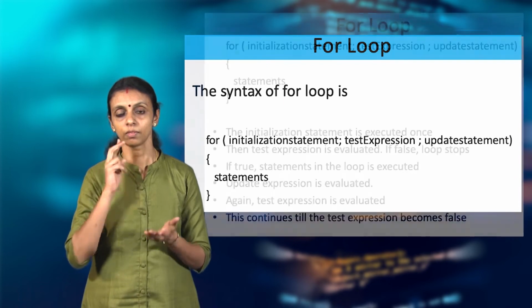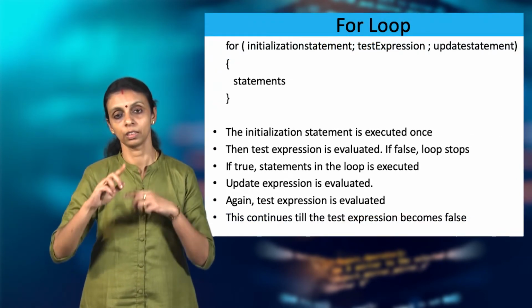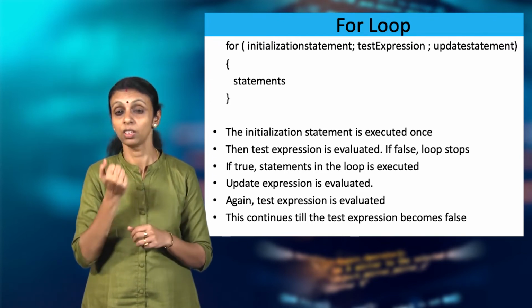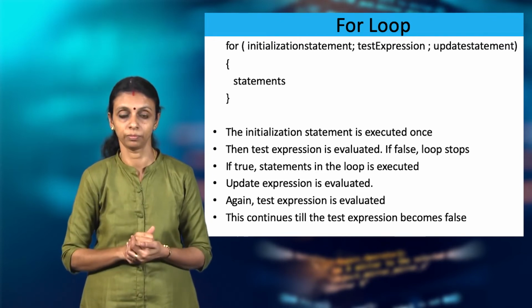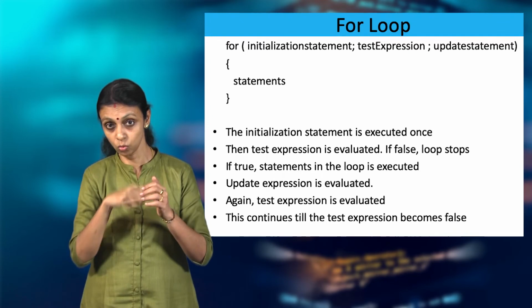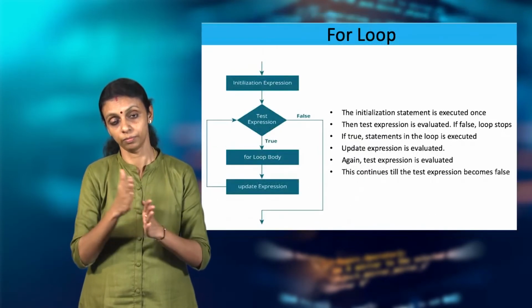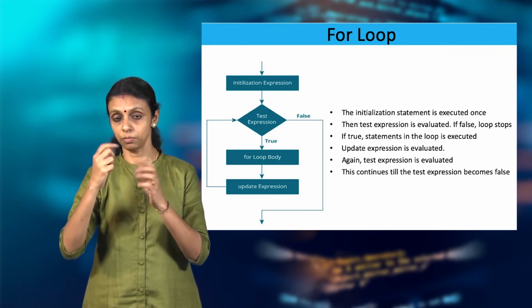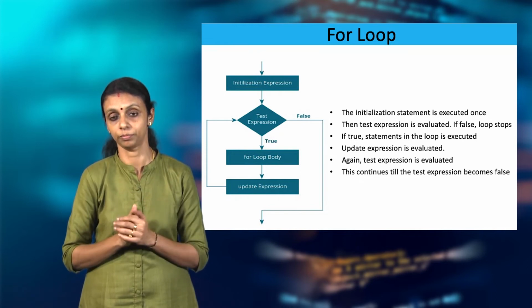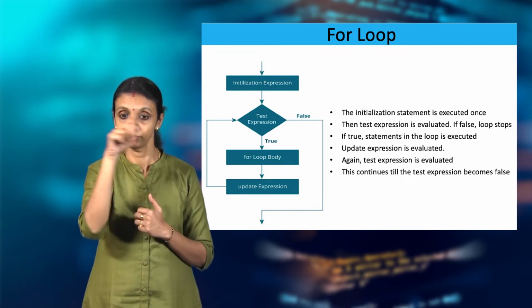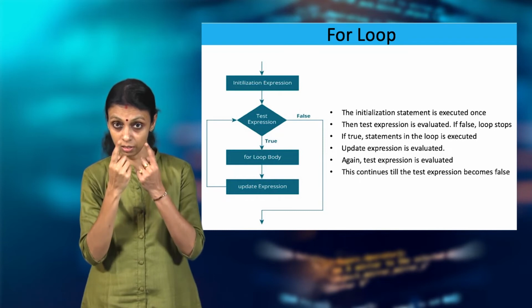The initialization statement is executed once. Then test expression is evaluated. If false, loop stops. If true, statements in the loop are executed. Update expression is evaluated. Again, test expression is evaluated. This continues till the test expression becomes false.